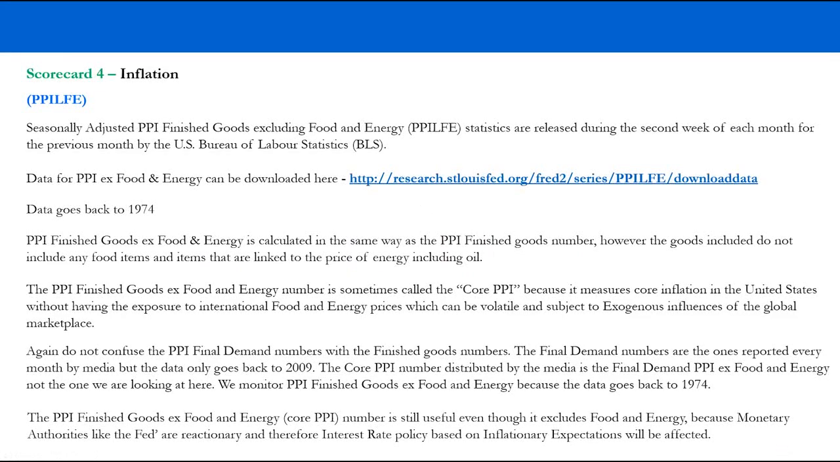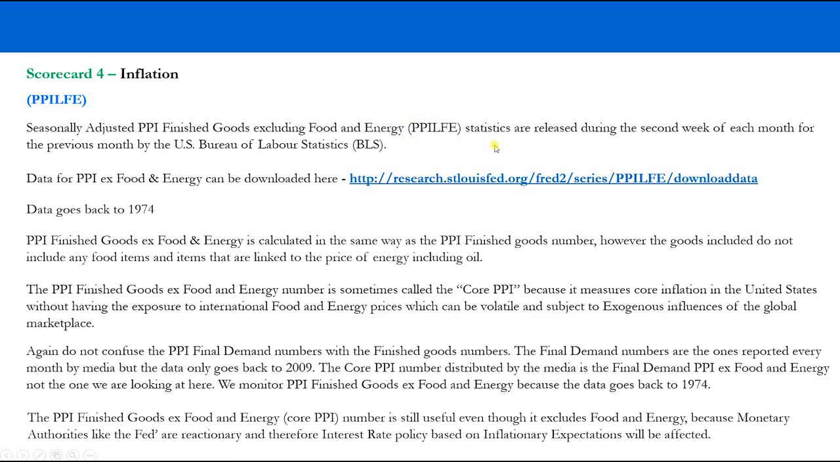Okay, so we're going to crack on now, and we're going to look at business inflation in the United States, PPI finished goods, excluding food and energy. And the code that we're looking for when we go looking for the statistics is PPI LFE. So again, publicly available data, and the general code used is here, PPI LFE.